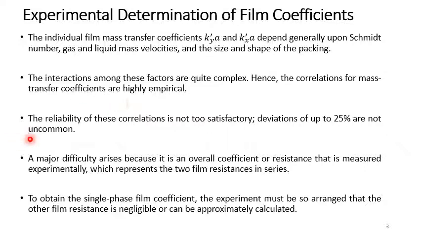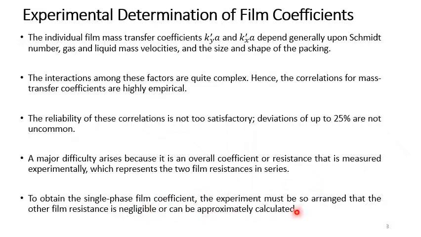There is no sound scientific basis as to how we get the correlations. Thus, the reliability of the correlations is not too satisfactory. So you can expect up to 25% deviation. Okay. So how do we measure the coefficients experimentally?